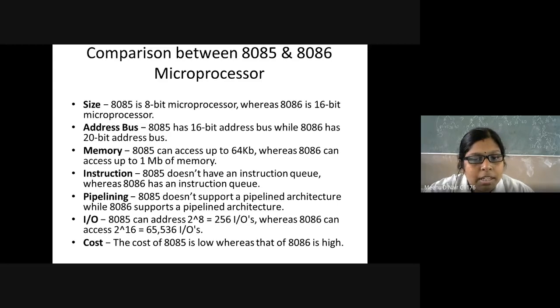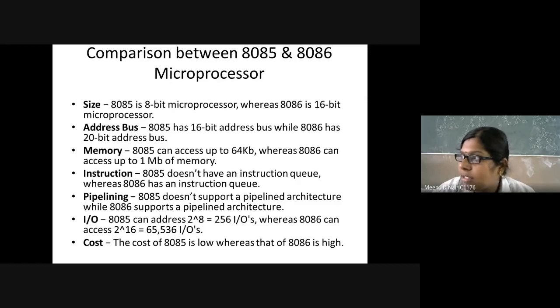Input output: it has 8 address lines, right? So 2 raised to 8 input output ports you can access. 2 raised to 8 is nothing but 256. But in the case of 8086, it is 2 raised to 16 because the data bus is a 16-bit data bus. So it can access 65,536 input output ports. Then cost: since all the features are there in 8086, definitely the cost will be higher.